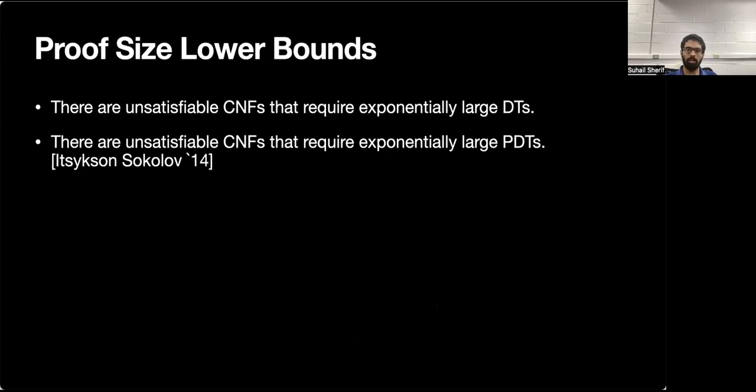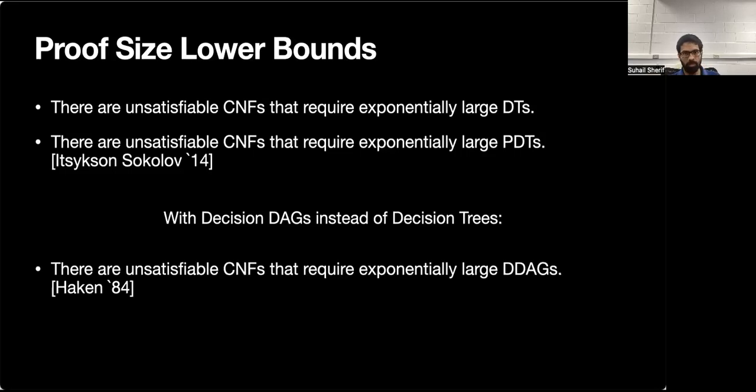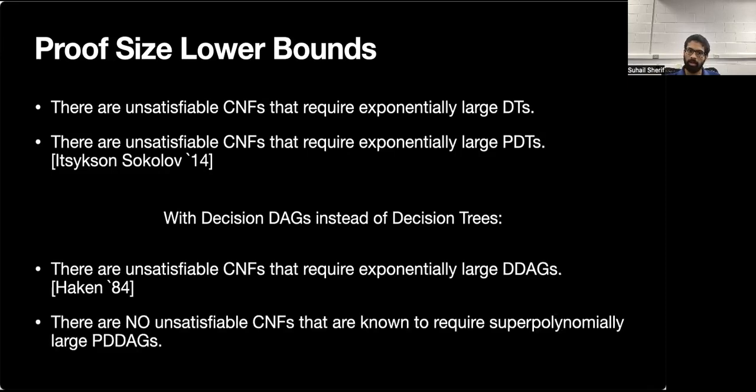So the next step for us is to look at decision DAGs instead of decision trees. So these are ways in which you can compress a decision tree to get rid of redundancy, and it can, in some cases, lead to a huge saving in size. So for decision DAGs, again, we know that there are some CNFs that require exponentially large decision DAGs, but a huge open problem, one of the frontiers of proof complexity right now, is that we don't know of any unsatisfiable CNF that's known to require super polynomially large parity decision DAGs. So for all we know, NP could be equal to co-NP just because of parity decision DAGs. And this is our motivation for studying such parity query models.